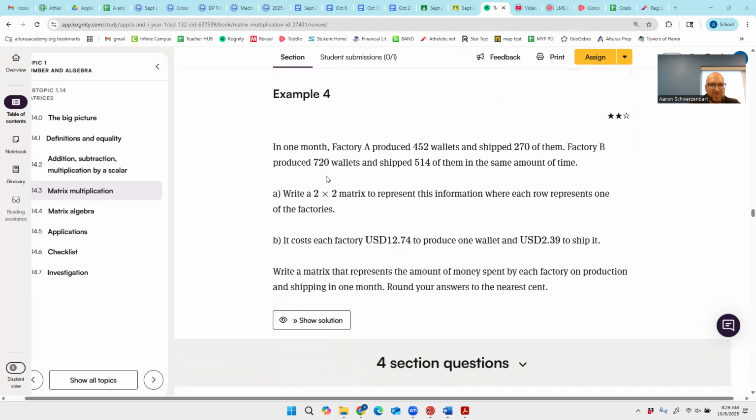Okay. In 1 month, factory A produces 452 wallets and shipped 270 of them. Factory B produced 720 and shipped 514 of them in the same amount of time. Write a 2x2 matrix to represent this information where each row represents one of the factories.